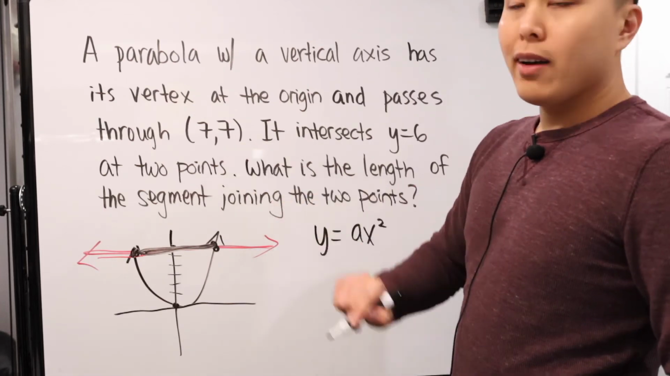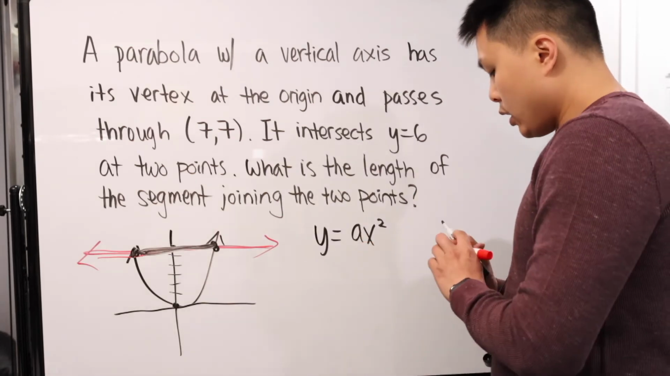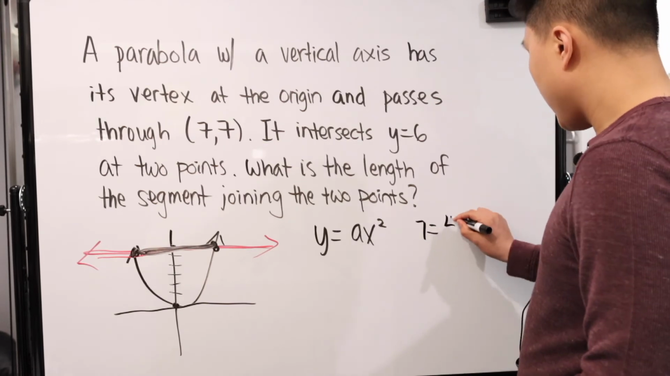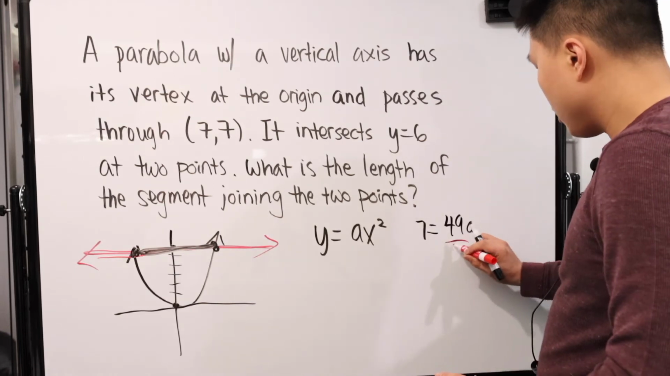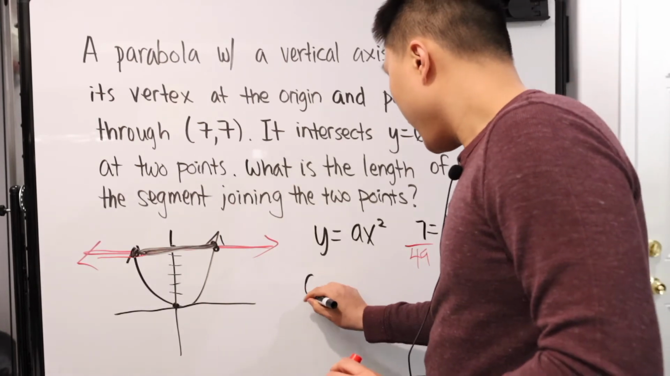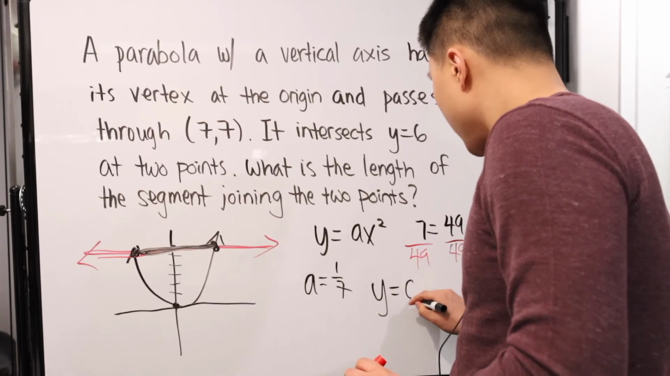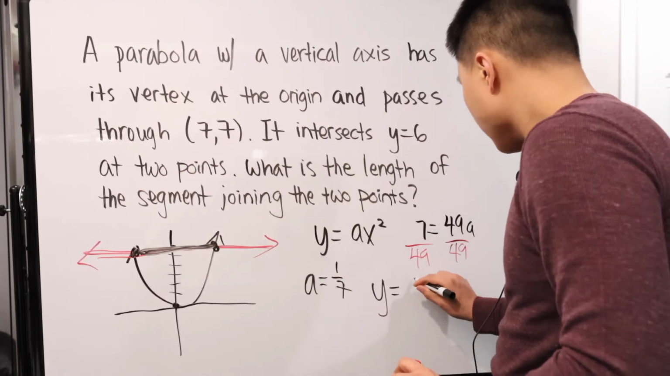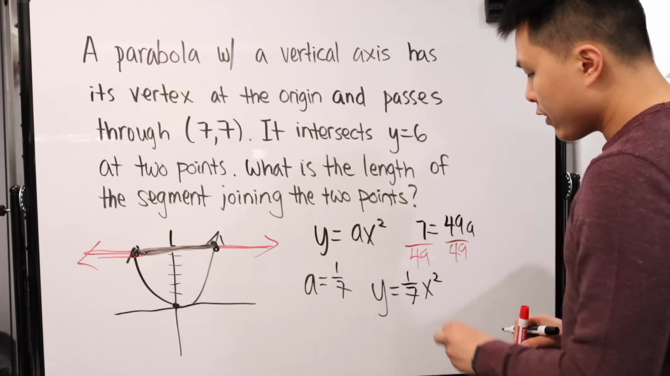But we know that it passes through the point (7, 7). So if we plug in (7, 7), we can figure out what a is. So that would give us what? 7 equals 7 squared is 49a. That's what we're trying to find, right? The a. So we're going to divide by 49 on both sides. So that gives us that a equals 1 over 7. Cool. So our equation is y equals a, or not a anymore. We figured out a, right? 1 over 7 x squared. Okay, so we have that so far.